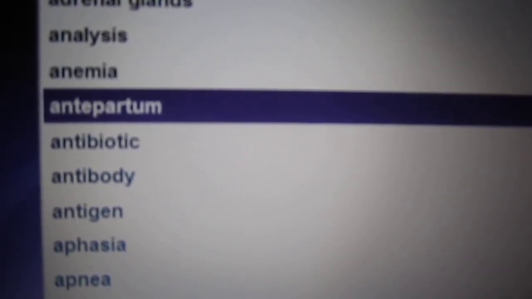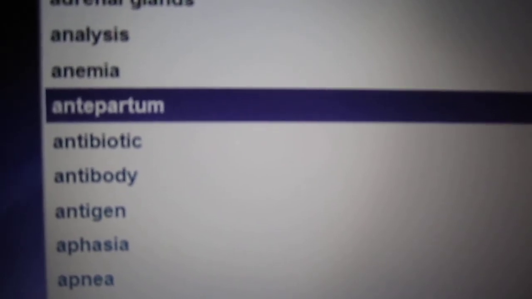Antepartum. Partum is birth. Antepartum is before birth.